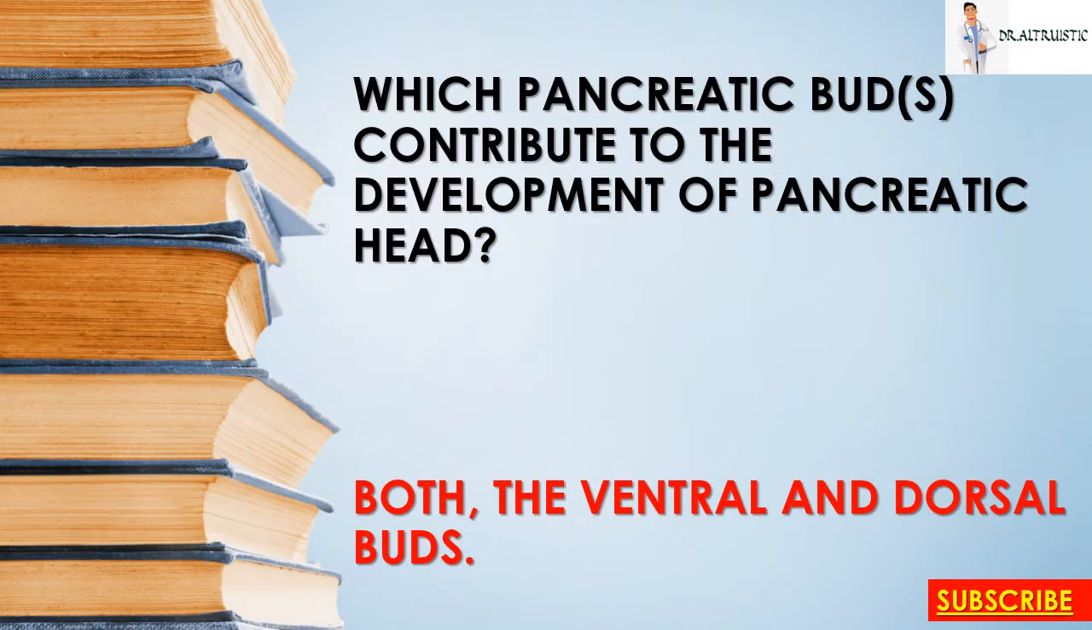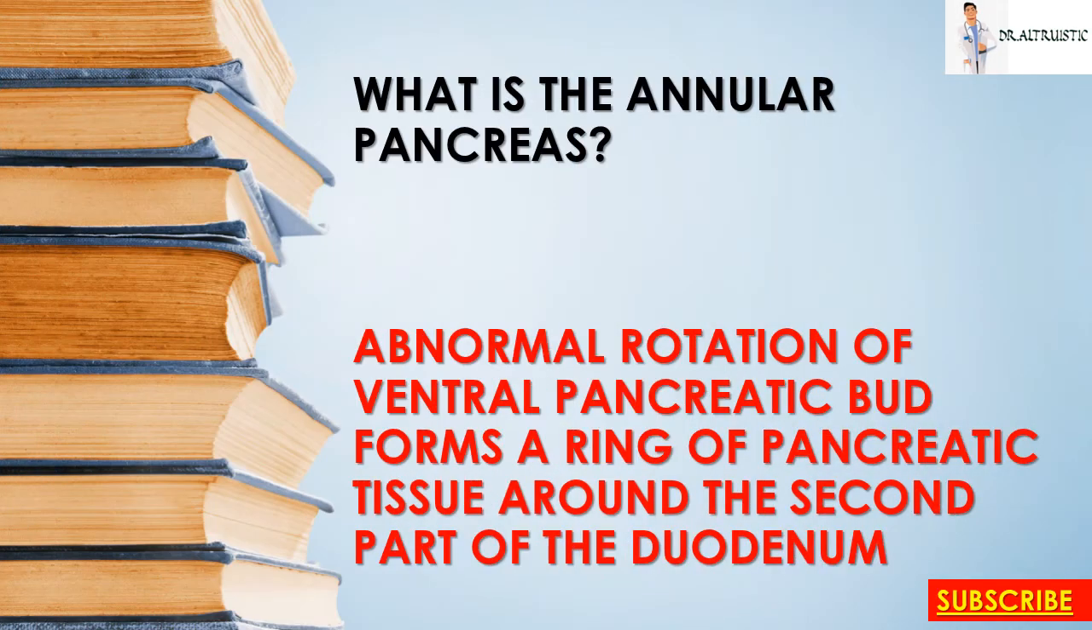Which pancreatic buds contribute to the development of the pancreatic head? Both the ventral and dorsal buds. What is the annular pancreas? Abnormal rotation of the ventral pancreatic bud forms a ring of pancreatic tissue around the second part of the duodenum.